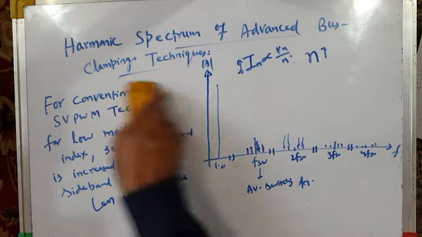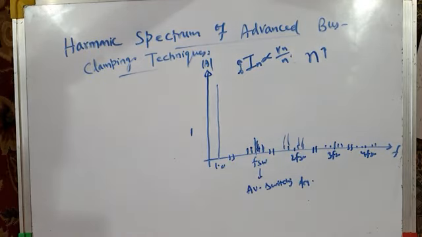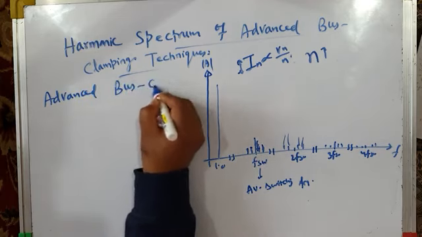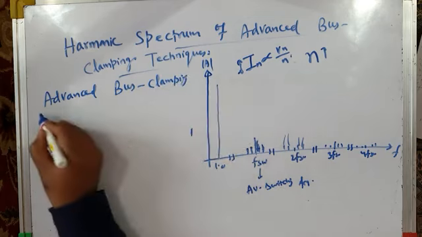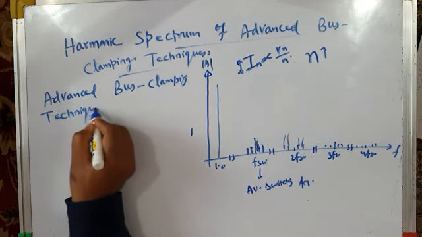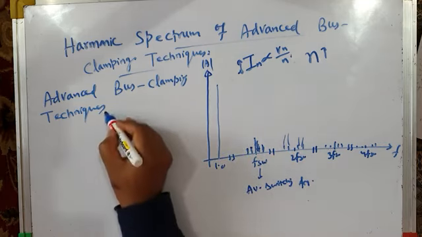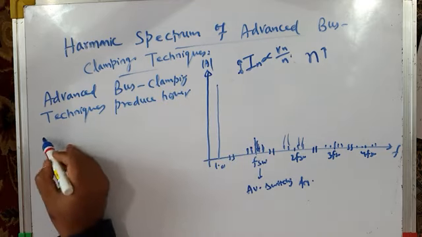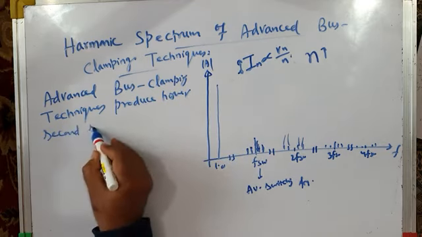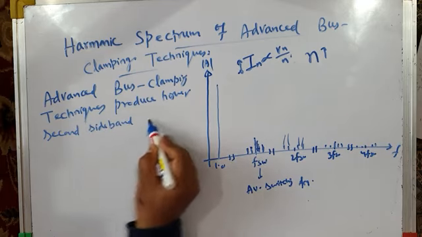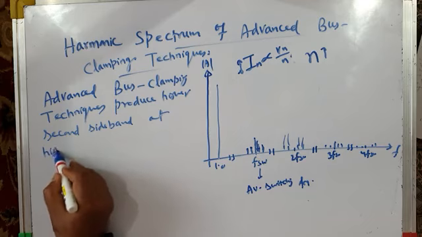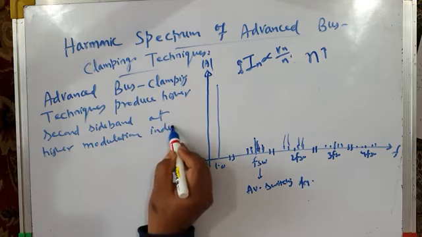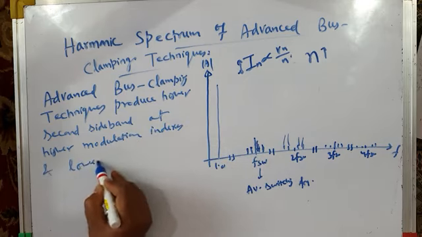Okay. On the other hand, if you see advanced bus clamping techniques, which are of course space vector based bus clamping techniques, they produce a higher second sideband at higher modulation indexes and a lower first sideband.